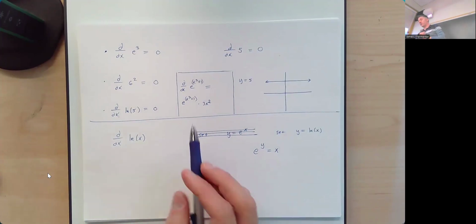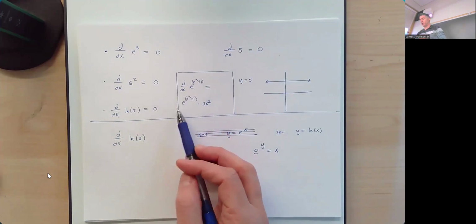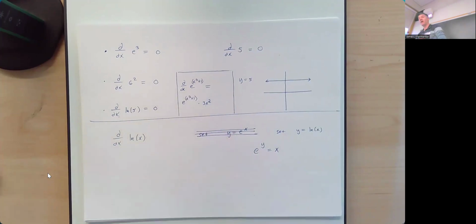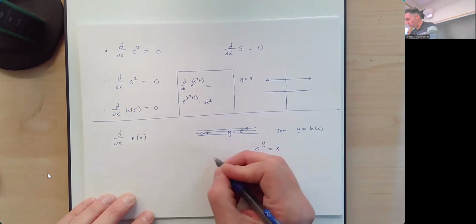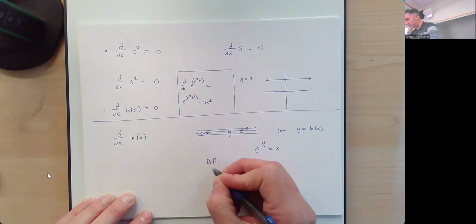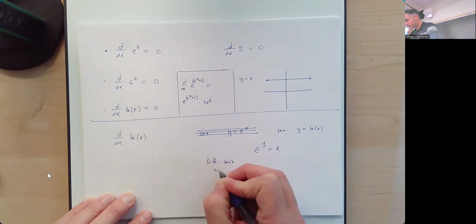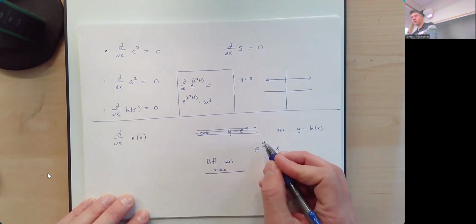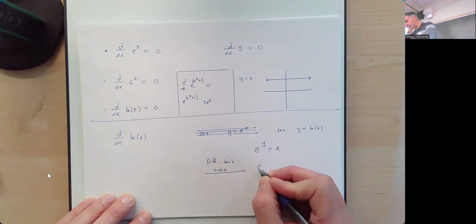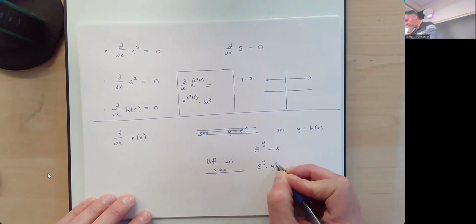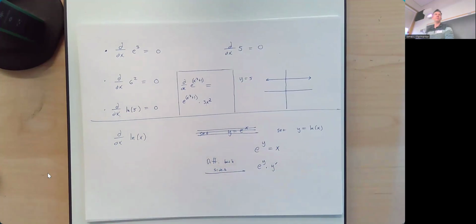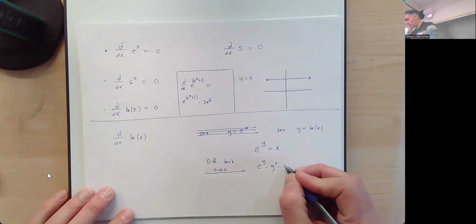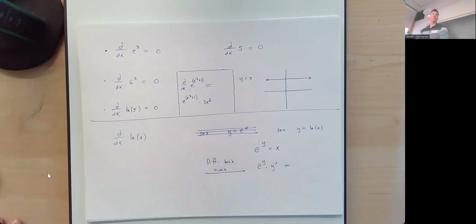So the point here is that the derivative of e to the stuff, as always, is e to the stuff times the derivative of the stuff. That's going to apply here as well. We're going to differentiate both sides. The derivative of e to the stuff is e to the stuff times the derivative of the stuff. On the right-hand side, the derivative of x is just 1.